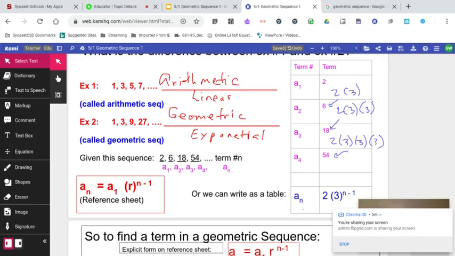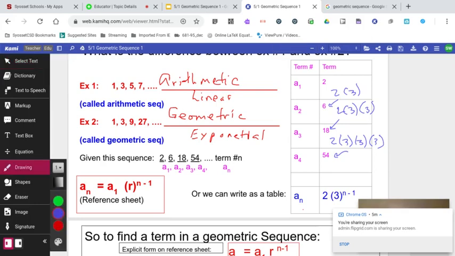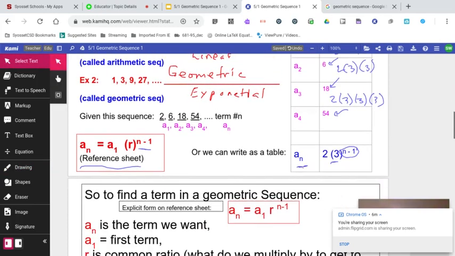So to get to a sub n, I'm going to take the first term, 2, multiply by the common ratio, but it's going to be one less time than the term number. So this, fortunately for you, is going to be given to you on your reference sheet. To get to the nth term, you take the first term, multiply it by the ratio one less time, n minus 1. So you're going to raise it to the n minus 1 power. All right, let's see how that works.